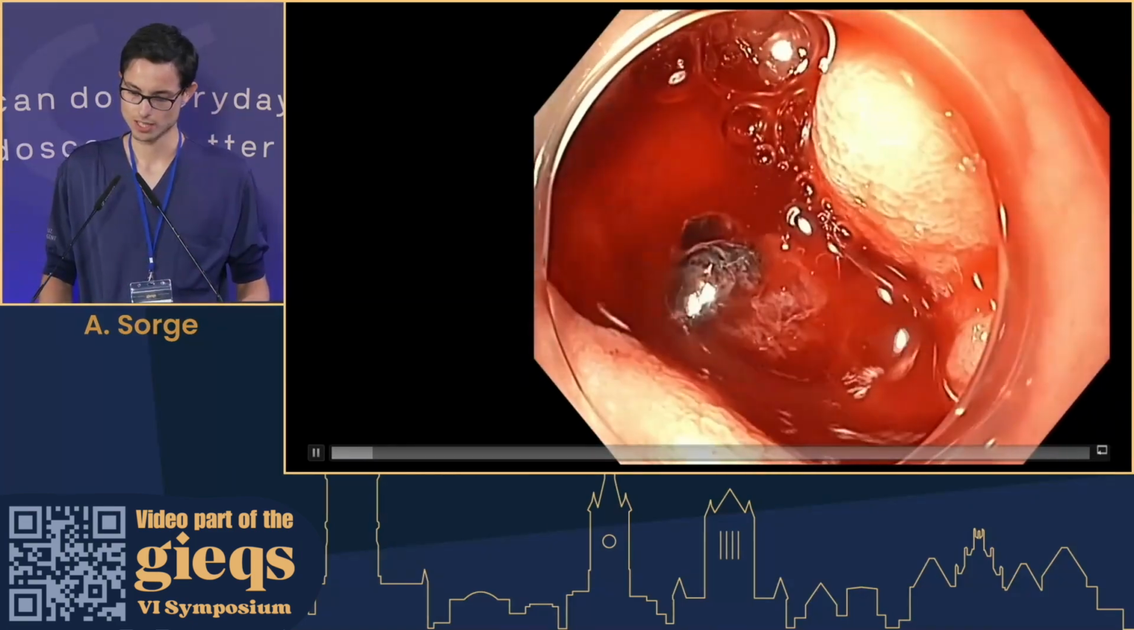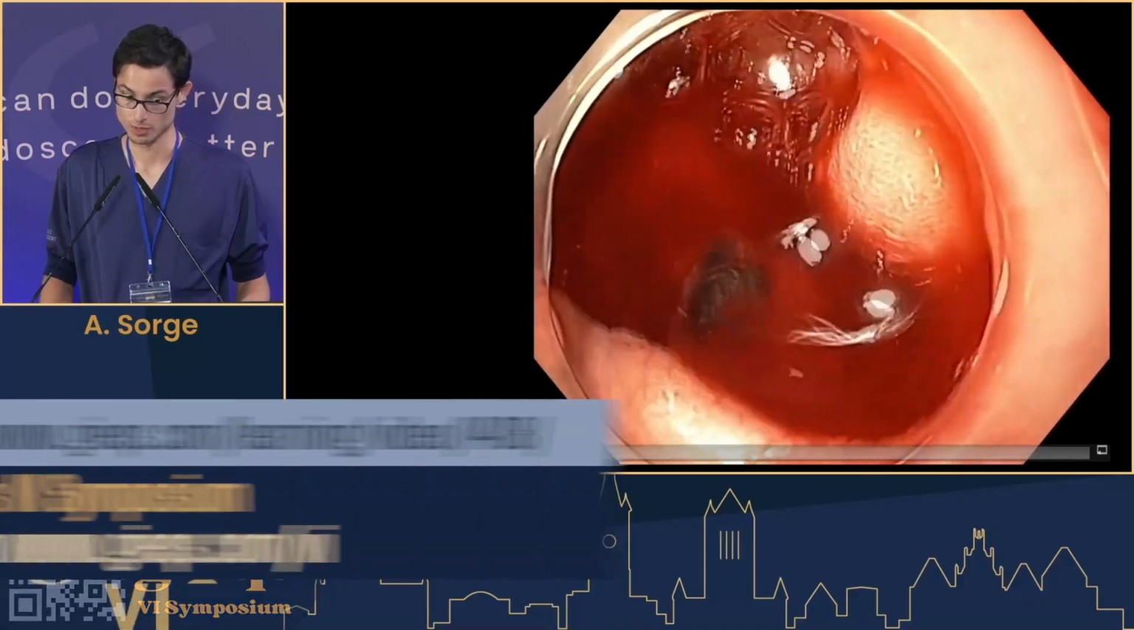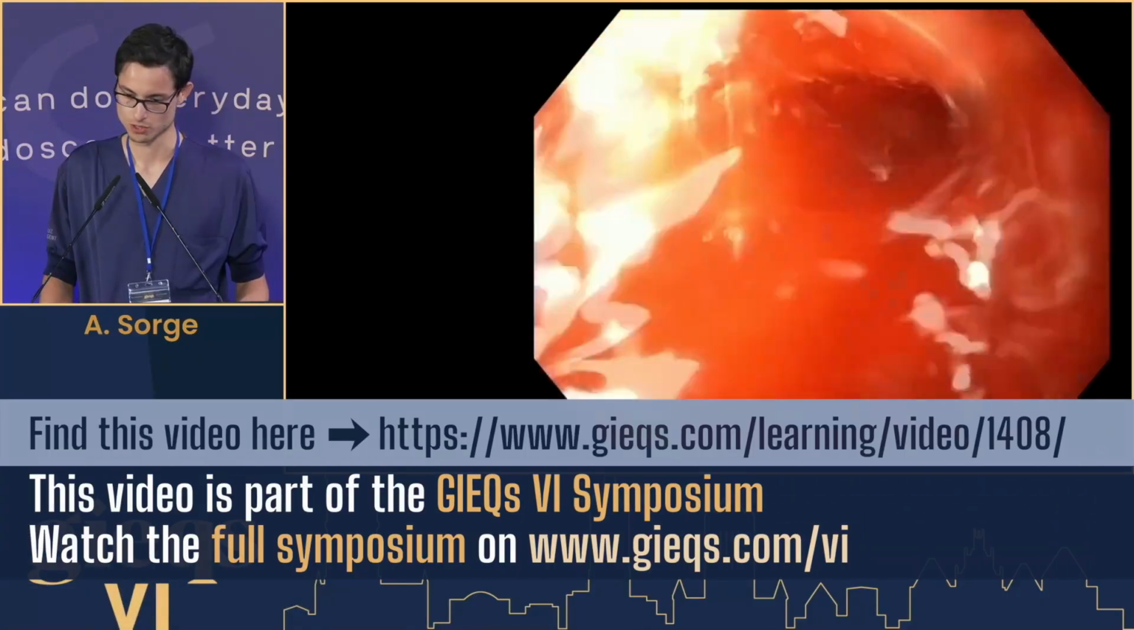This is an example of strategy to improve visualization through clot removal. So there is a large ulcer. We see it is actively bleeding, but we cannot see the actual source of bleeding.